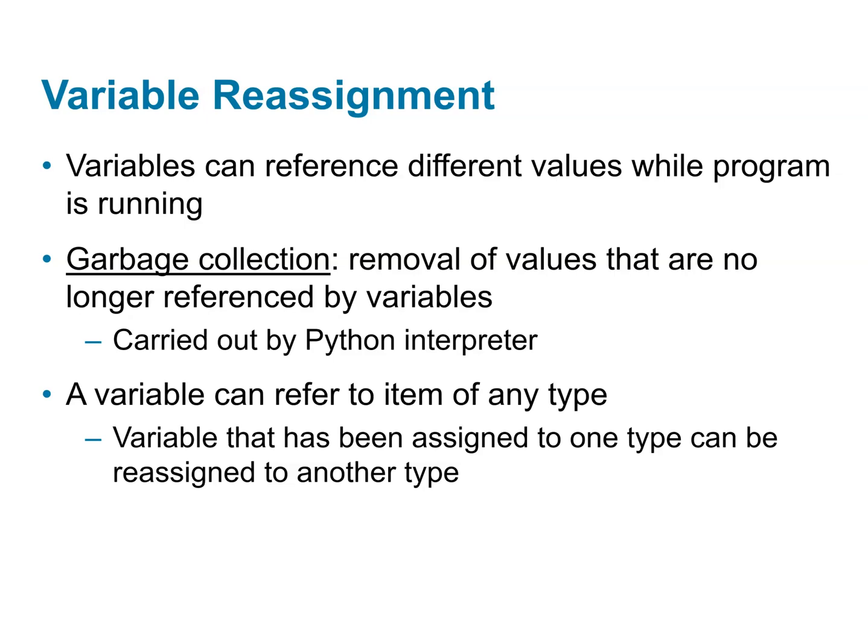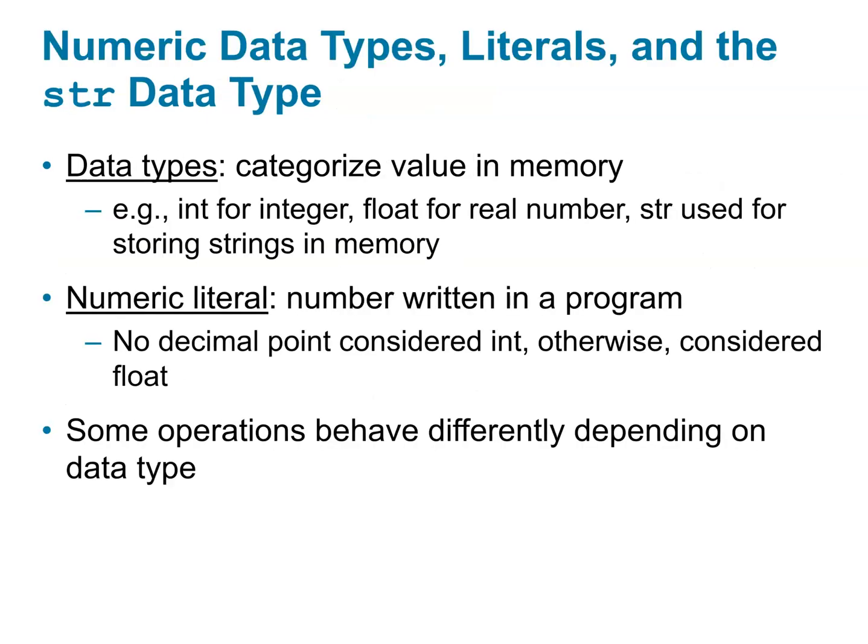A variable can refer to any type of item. A variable that's been assigned to one type can be reassigned to another type. You can have a number and reassign it to a string, but in general, avoid that. It's not a great idea unless you're casting.